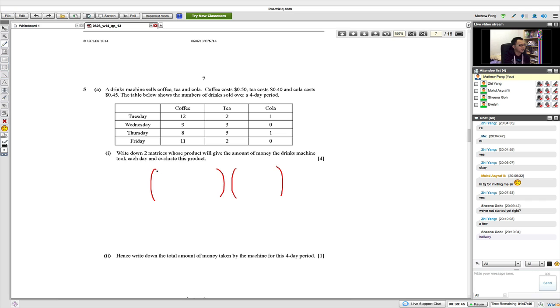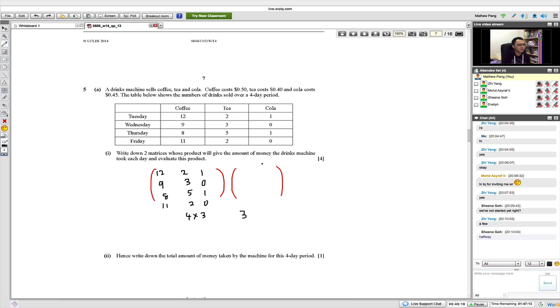So I will write like this. This is 12, 2, 1, and this is 9, 3, 0, and this is 8, 5, 1, and this is 11, 2, 0. This one we call a 4 times 3 matrix. I mean the matrix order is 4 rows, 3 columns. So in order to make these matrices multiply, the other matrix needs to start with 3.